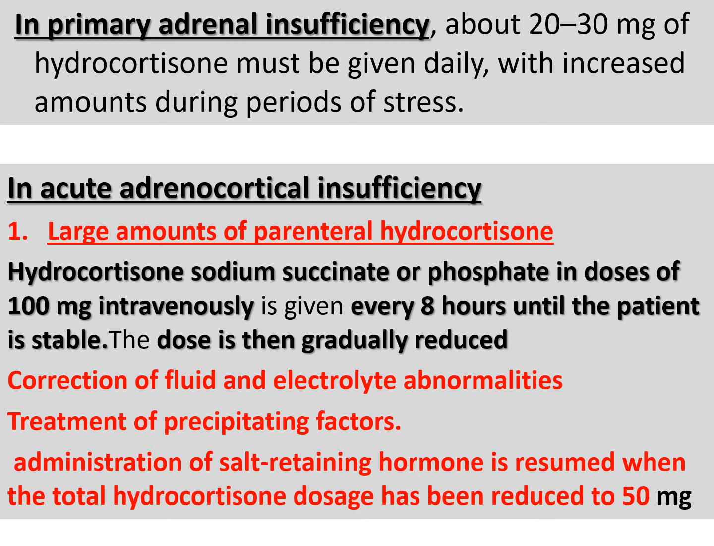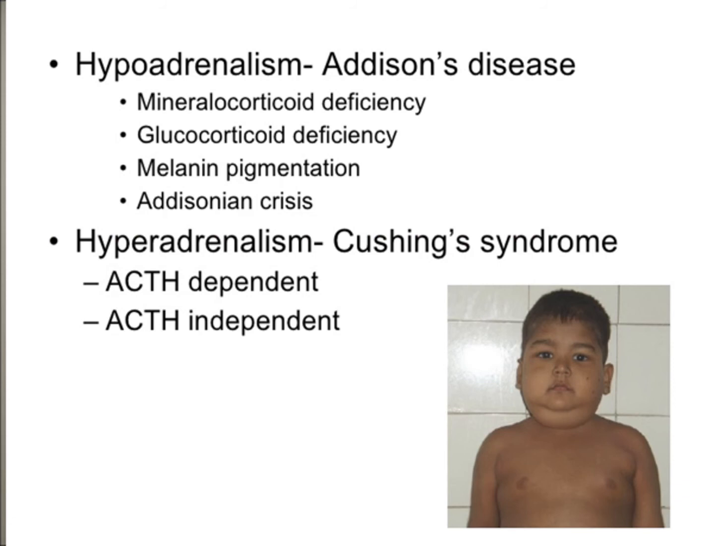Meaning if you have primary adrenal insufficiency, you are giving 20 to 30. If acute, you are giving 100 mg. And then when you have subsequently reduced the dose to 50 mg, then you are going to add the salt retention as well. Now this is the condition where we study two diseases related to cortisol.